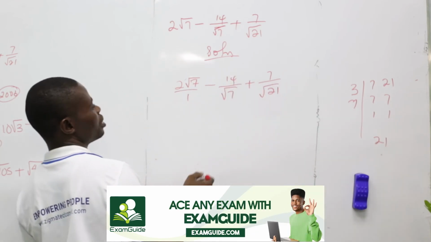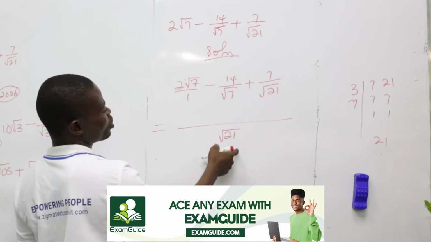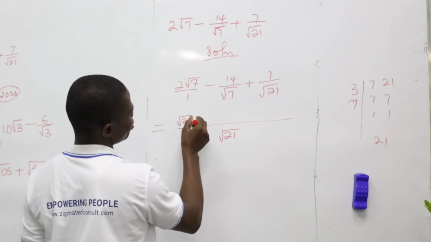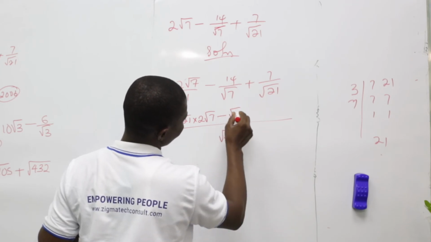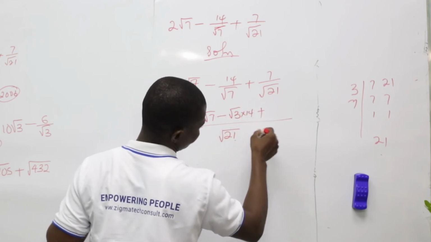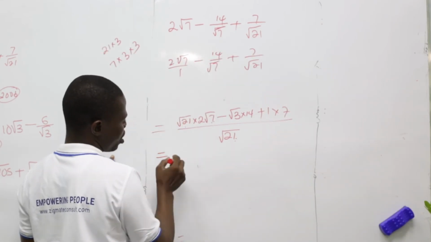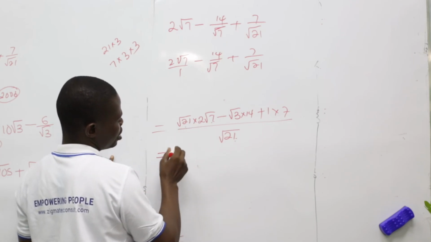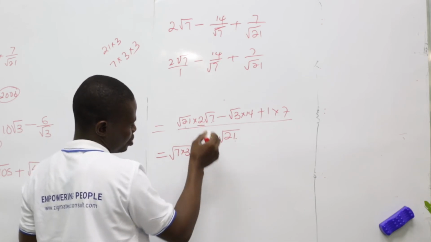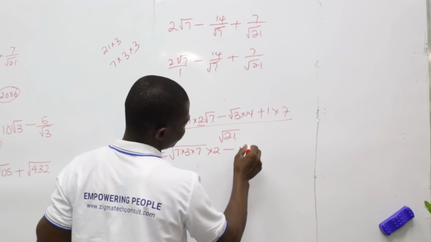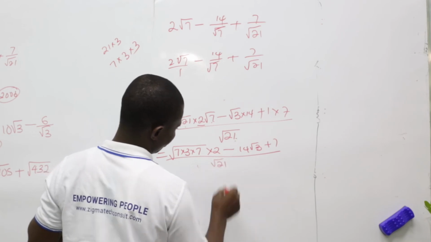Root 21 is the LCM. Now, root 21 divided by 1 will give us root 21. Multiply by who? 2 root 7 minus. This divided by this will give us root 3 times who? 14 plus. This divided by this is 1 times 7. Now, inside 21, you have 7 times 3. Meaning, let me use 7 times 3 times 7 times this 2. Minus 14 root 3 plus 7 divided by root 21.